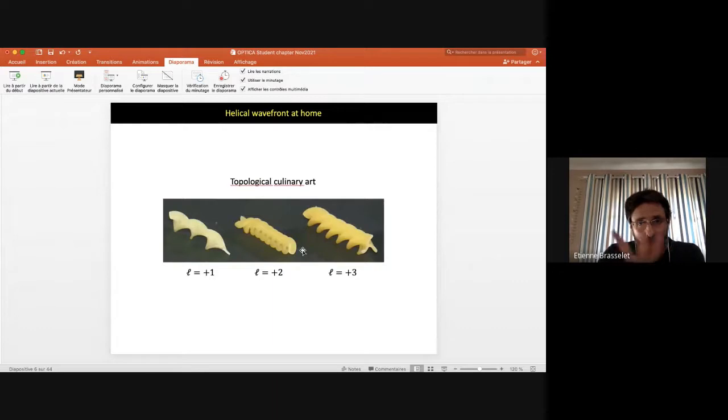Those helical wavefronts, you can, I would say, touch them if you go back home and look at some pastas, because some of them have the exact shape of a helix, the exact shape of the helical wavefront that you can hardly see with your eyes when you look at a Laguerre-Gauss mode, for instance. With this, you can convince yourself of what the equiphases of a Laguerre-Gauss component look like.